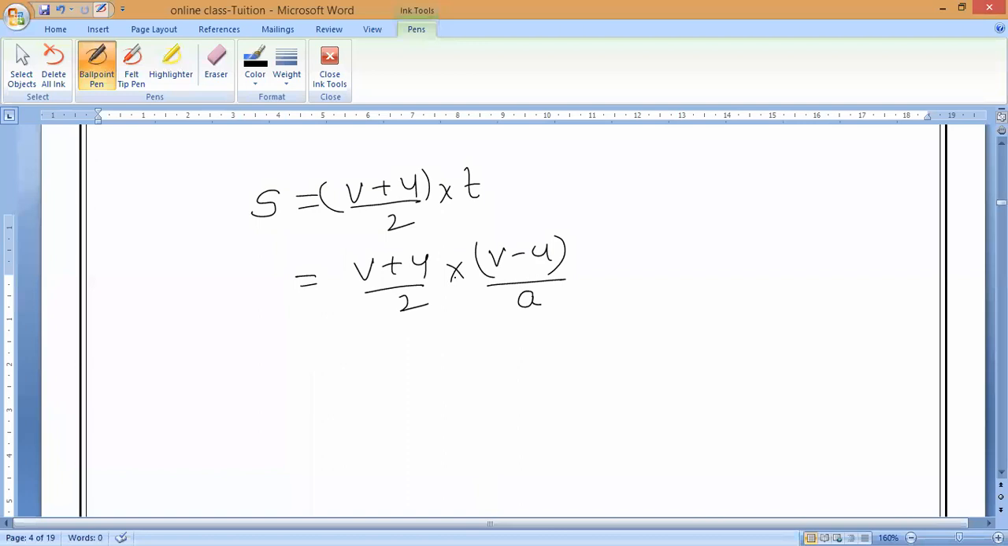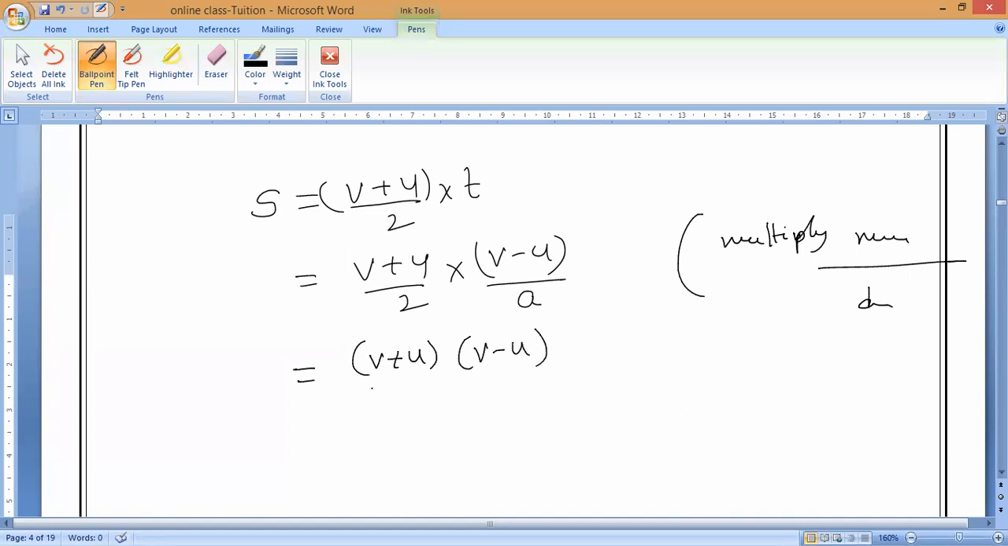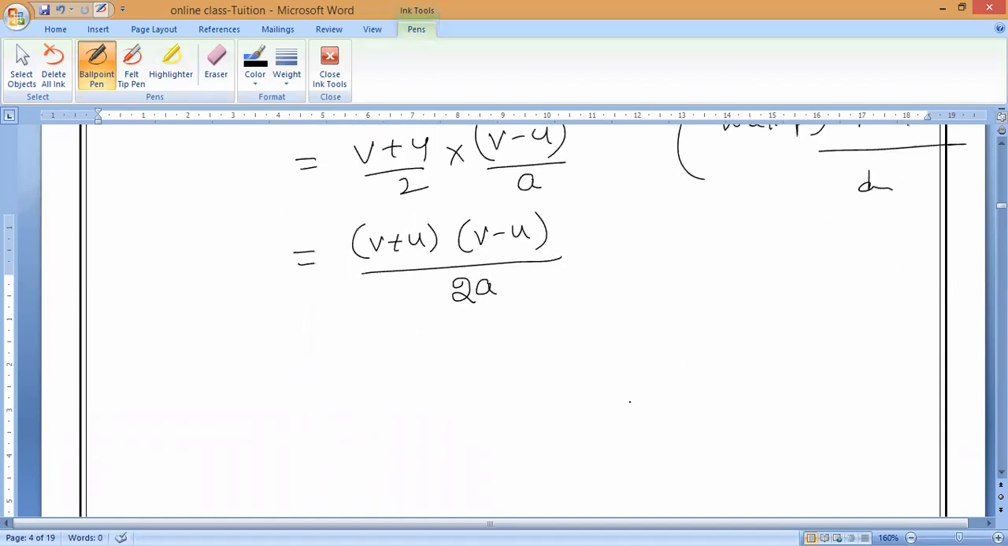Now this is multiplication only. Directly we can multiply numerators and denominators. Yes or no? Numerators, as well as the denominator 2 into a, which becomes 2a. So it is v plus u into v minus u divided by 2a. How much? 2a. Correct?